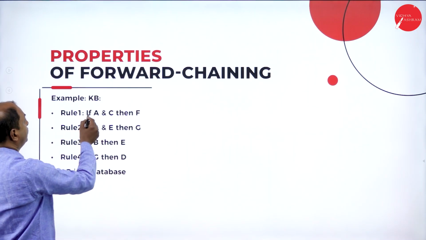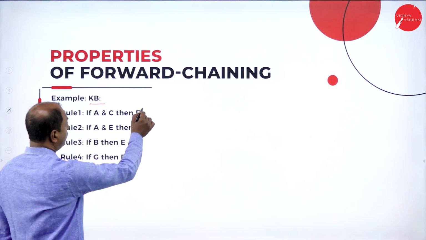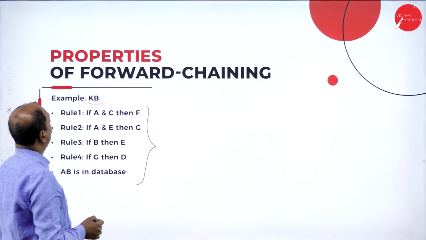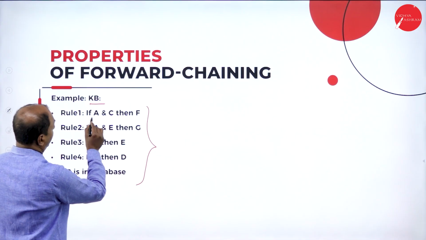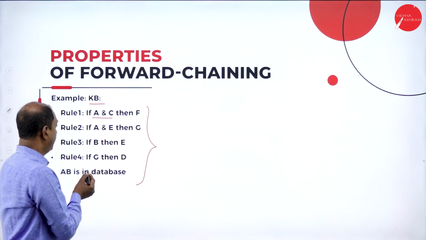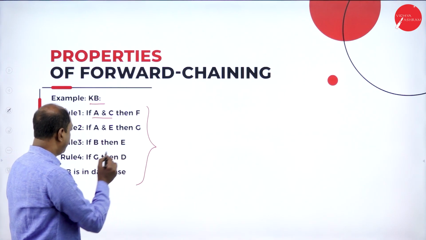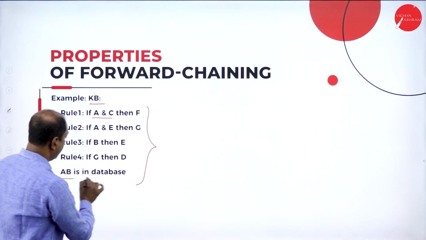Now let us see, this is a KB, a knowledge base. Here in the knowledge base, these are the rules given. What are the rules here? If A and C, then F. If A and E, then G. If B, then E. And if G, then D. And AB is the database.